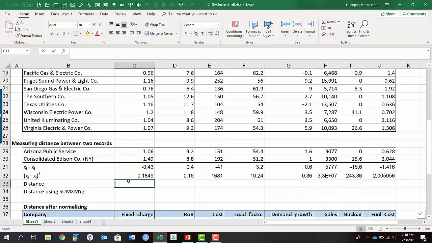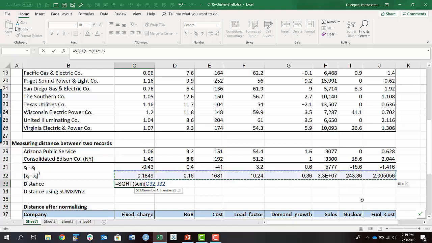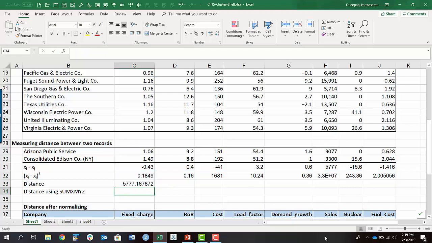So the distance then is the square root of the sum of that range. Okay, that will give us the Euclidean distance.